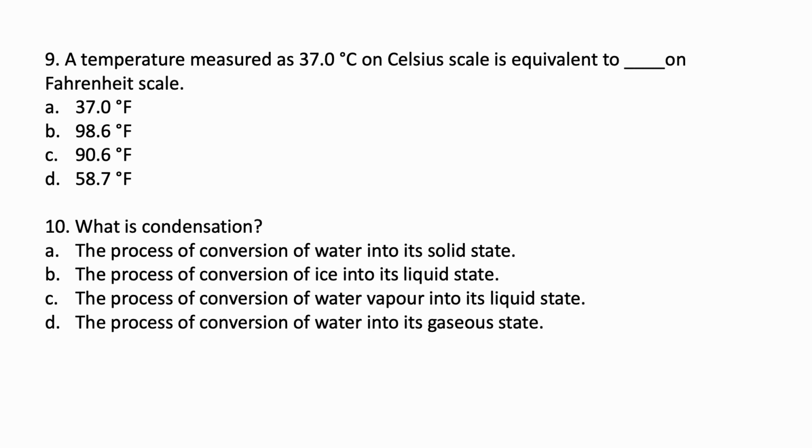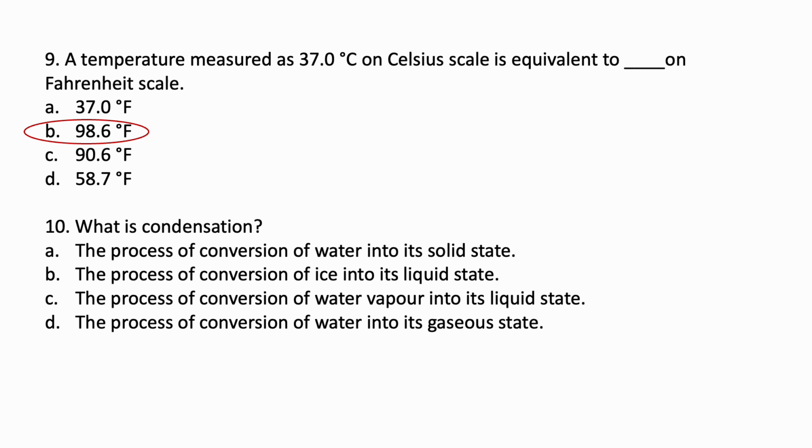A temperature measured as 37 degrees Celsius on Celsius scale is equivalent to dash on Fahrenheit scale. Option A 37 degree Fahrenheit, option B 98.6 degree Fahrenheit, option C 90.6 degree Fahrenheit, option D 58.7 degree Fahrenheit. Correct answer is option B 98.6 degree Fahrenheit.